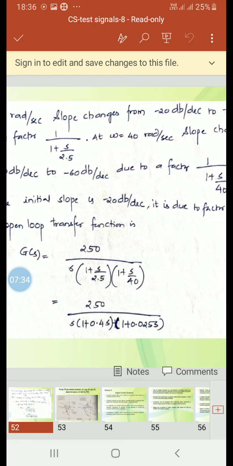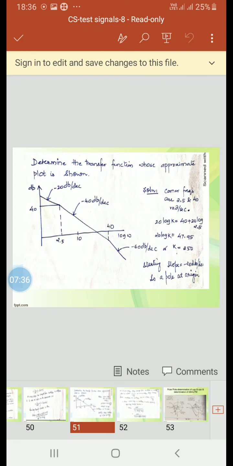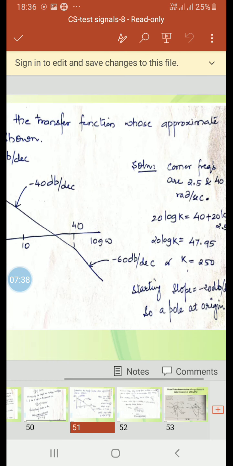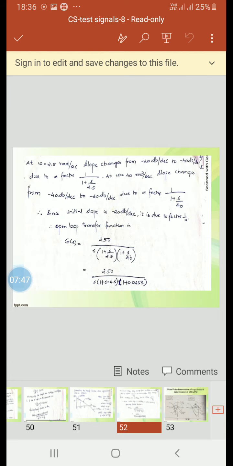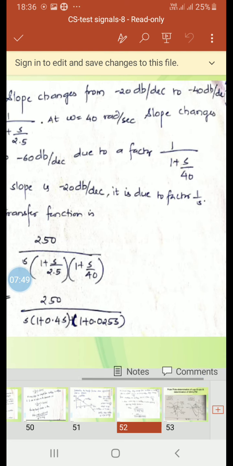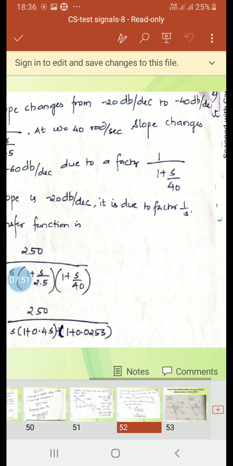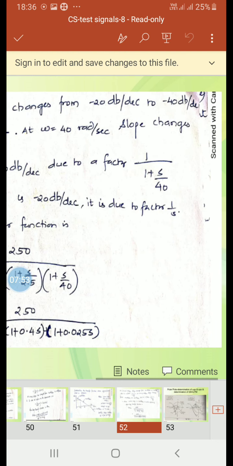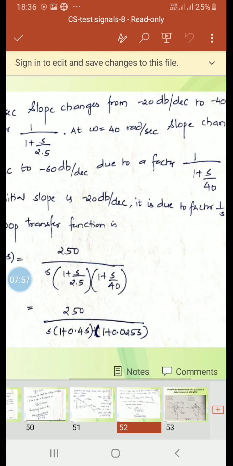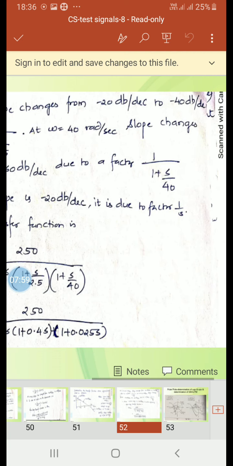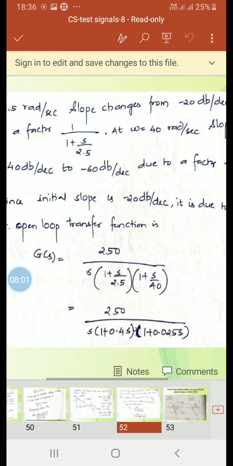You can see here the slope changes from minus 40 dB per decade to minus 60 dB per decade. Is it clear? This is due to a factor of 1 divided by 1 plus s by 40. So the initial slope is minus 20 dB per decade. It is due to a factor 1 by s.